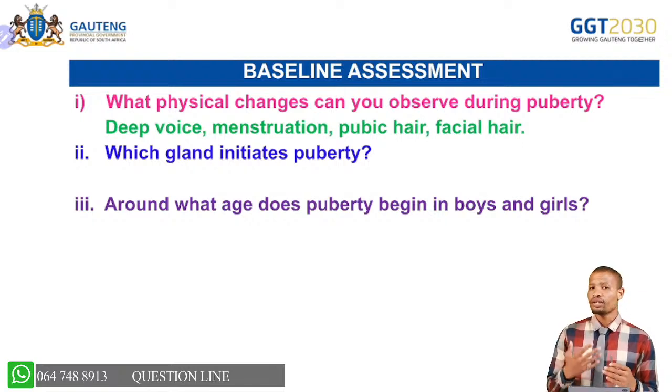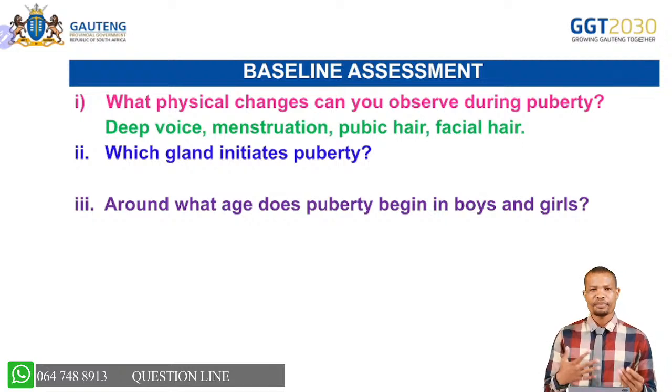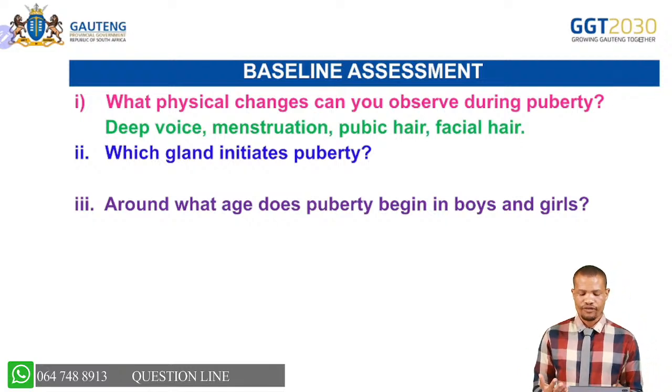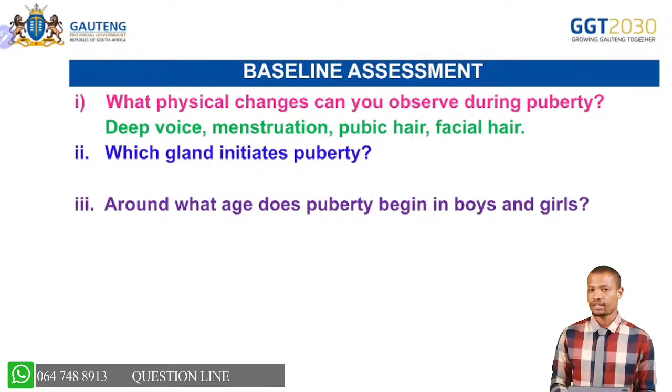In boys, there's normally a deeper voice. In girls, they start going through menstruation. You will start seeing some pubic hair in your private area, and then you will start seeing some facial hair in boys. And there's many more that you can list, okay? It's not limited to these 4 or 5 things that I stated. Even pimples are more than welcome as an answer, okay?